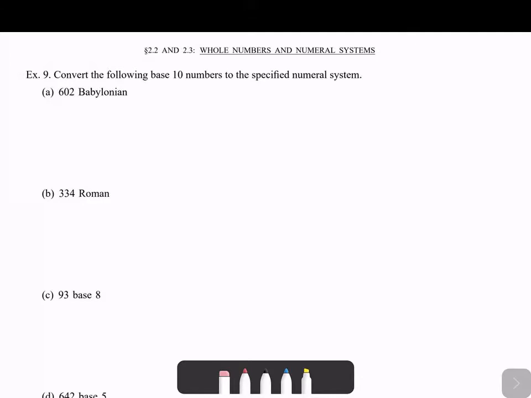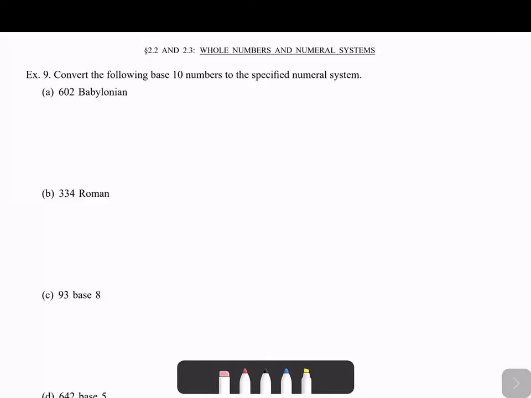So last time we talked about base B numbers and converting them to base 10. This time we're going to do the opposite. We're going to take numbers in base 10 and convert them to a different numeral system.